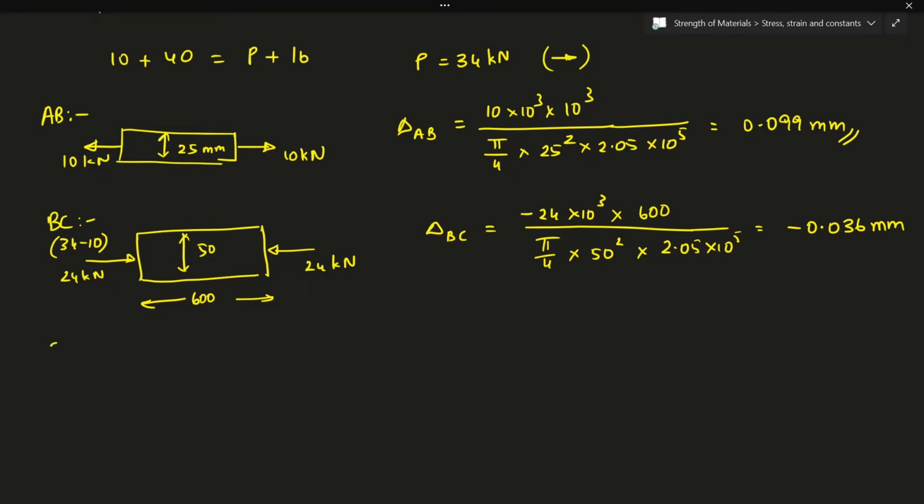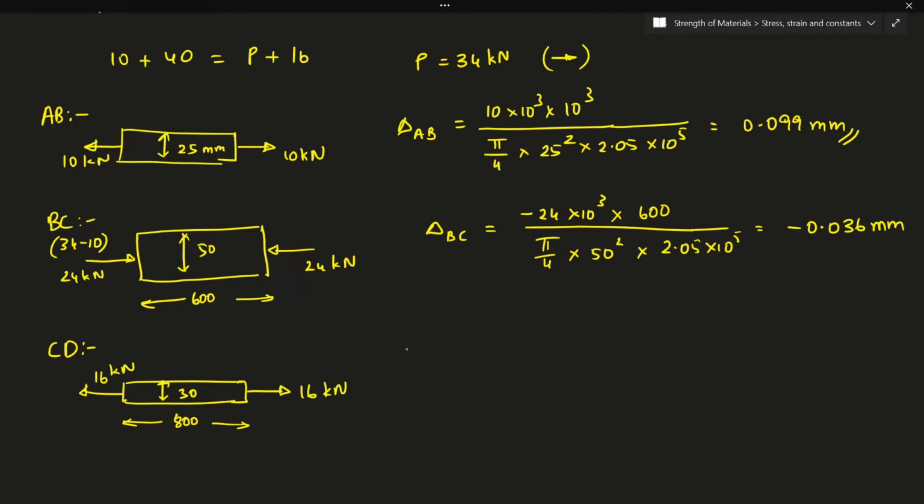So for portion CD, if I write the free body diagram, the diameter is 30, the length is 800, and the load is 16. This is again tensile load, 16 kilonewton.